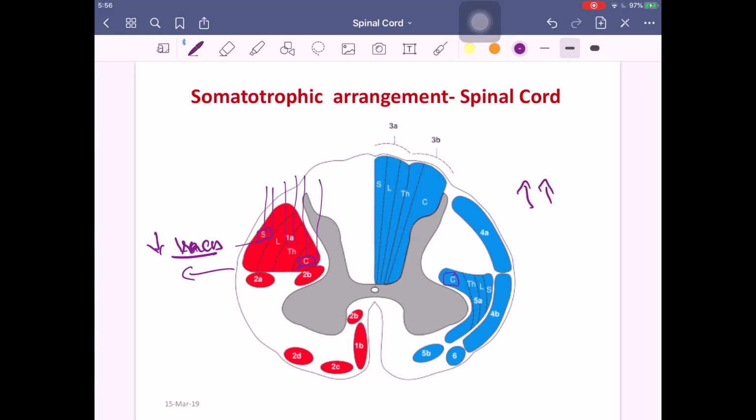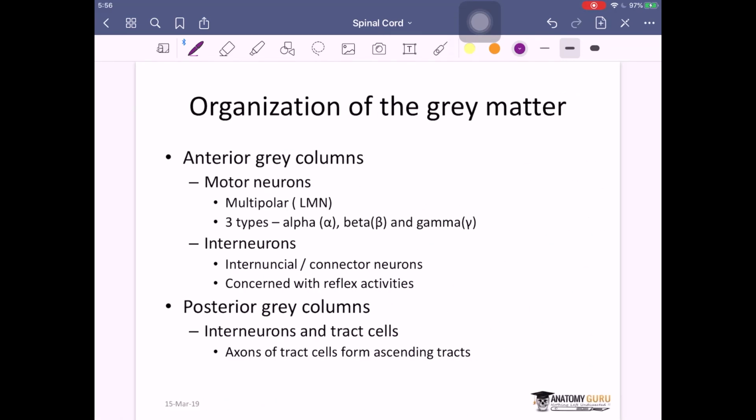Even if you look at the pain and temperature spinothalamic tract, again cervical is inside and sacral is outside. Again, you don't have to remember this, but you just have to know that there is an arrangement. A somatotopic arrangement is also present in this. They may not ask this in the exam, but you have to understand that this kind of arrangement exists in the spinal cord.